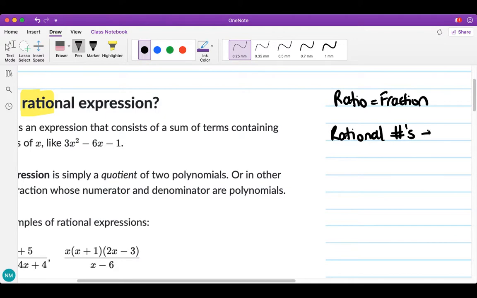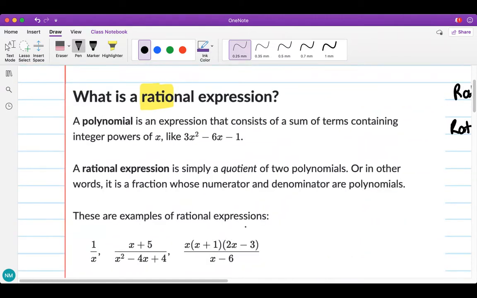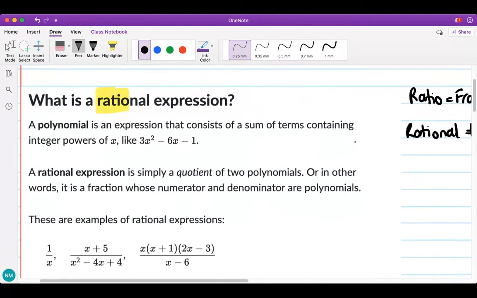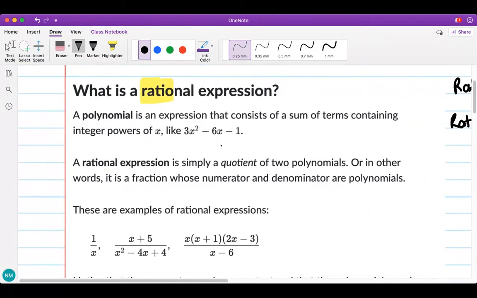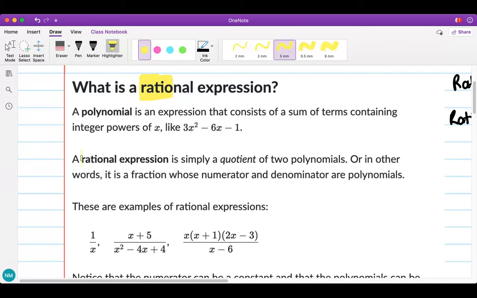A rational number is anything that can be written as p over q, as a fraction. So a rational number is like 1/2, 2/3, or 0.25 because it can be written as 1/4. Or any whole number, right? Because it's 2 over 1. So these are rational numbers. A rational number is anything that can be written as a quotient of two integers. Now, a rational expression is a quotient of two polynomials.